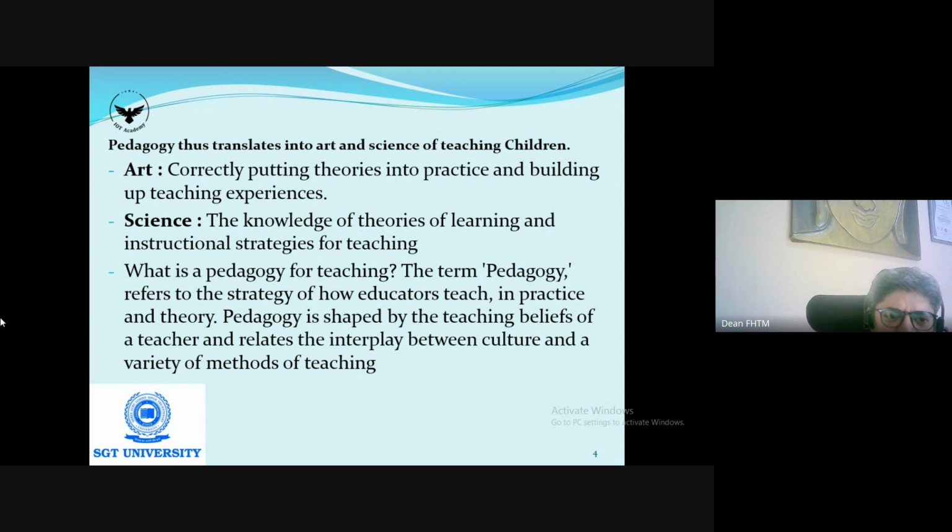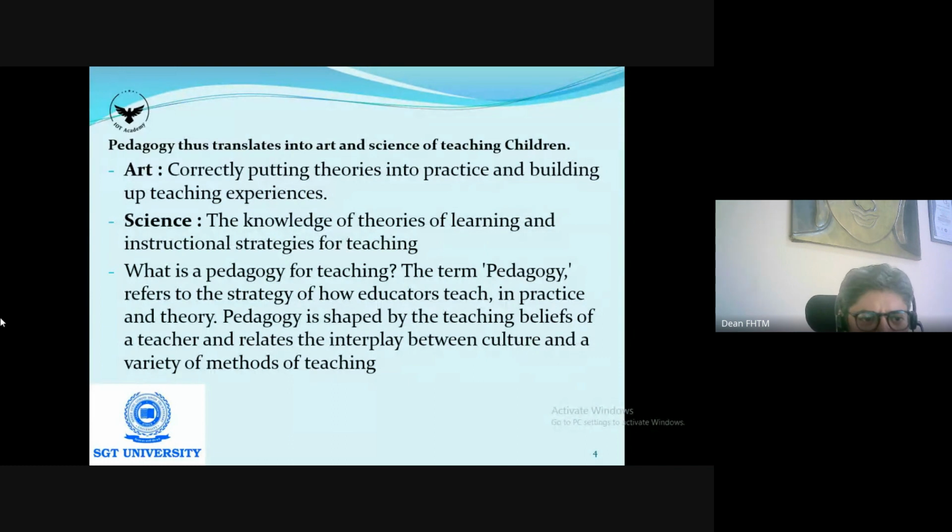What is the science involved in it? Your knowledge of various theories of learning, various instructional strategies, your command over the training or learning tools that are available for you. So all these, your control of the externals, equipment and other things, make the science part of it. So what is pedagogy for teaching?